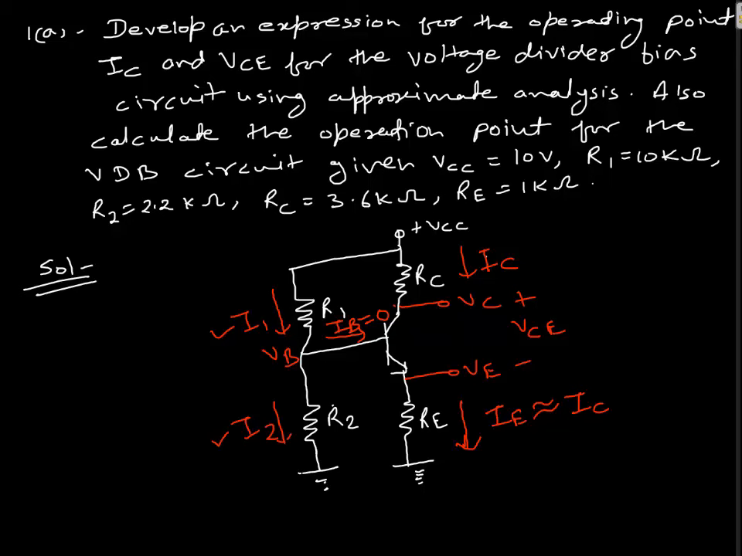So if we assume that R1 and R2 are in series, the equivalent circuit only for the base we can draw as this: R1, R2, and this one coming from the VCC. So this voltage, let's call it VBB, which is nothing but VB. So the equivalent circuit of the base is this.